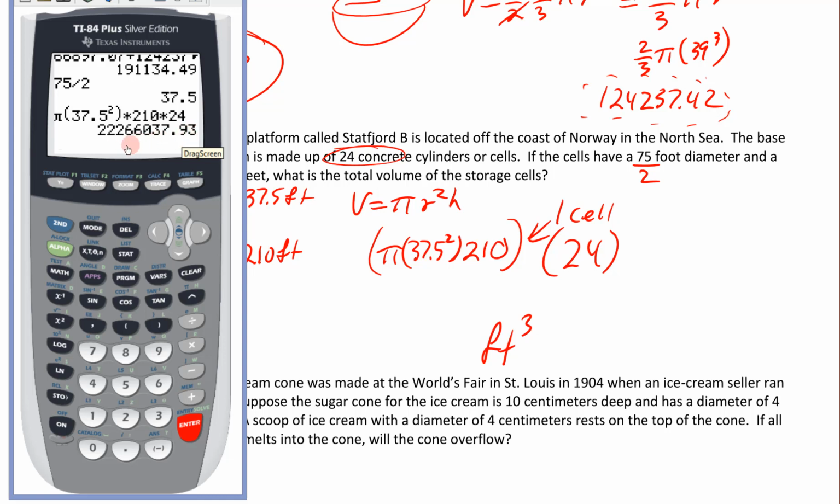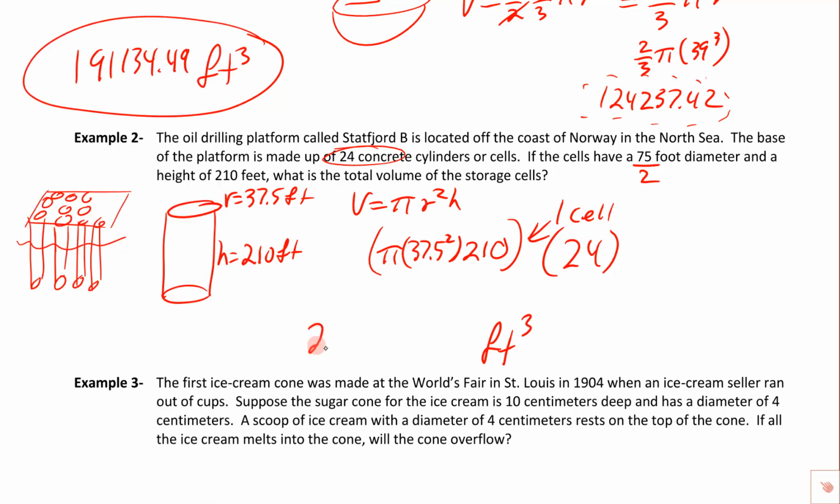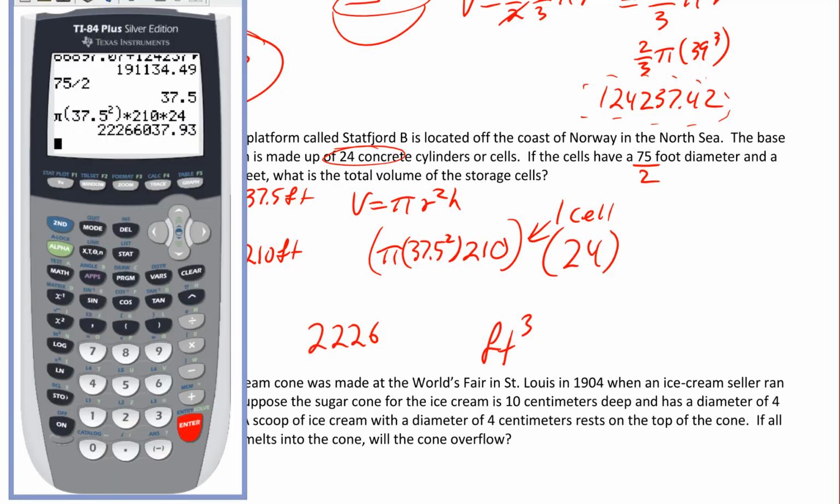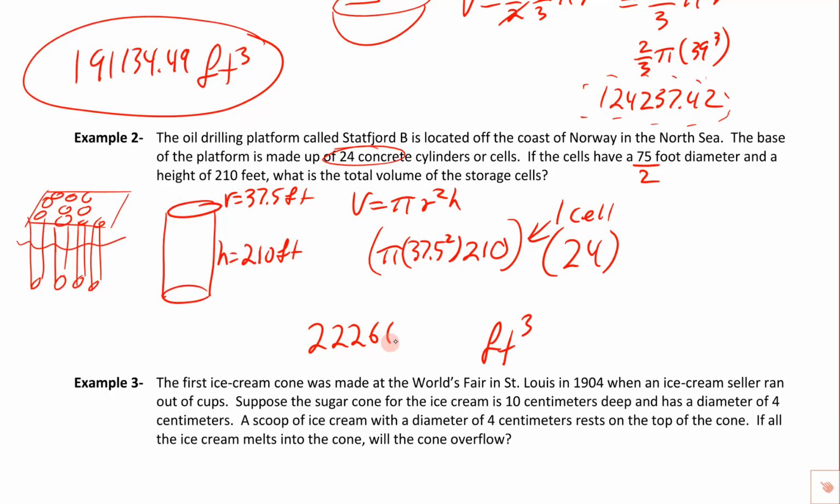So this would be, wow, 22,266,037.93 cubic feet. So we'll go through and put some commas in here so it's easier to read. So there we go. 22,266,037.93 cubic feet. All right, huge volume there. Okay, that's a gigantic platform there.